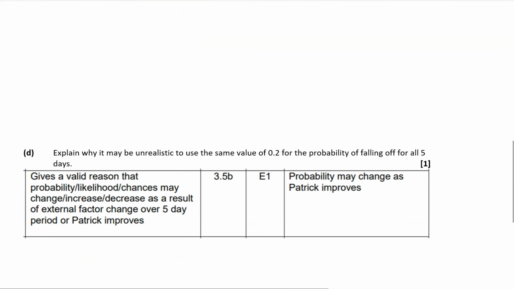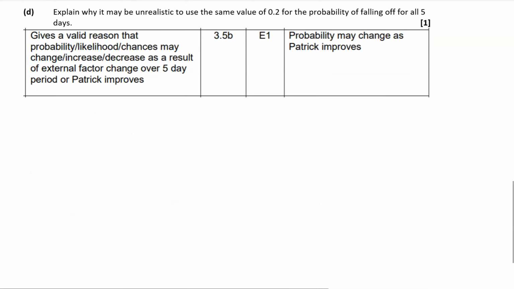Finally, the last question. This was generally answered very well. Explain why it may be unrealistic to use the same value 0.2 for the probability of falling off for all 5 days. All you need to do is give some valid reason that he will improve most likely over those 5 days, so the probability that he falls off goes down. And also maybe mentioning some external factors. Some people mentioned weather may come into play. That's absolutely fine. Anything that is going to change that probability.